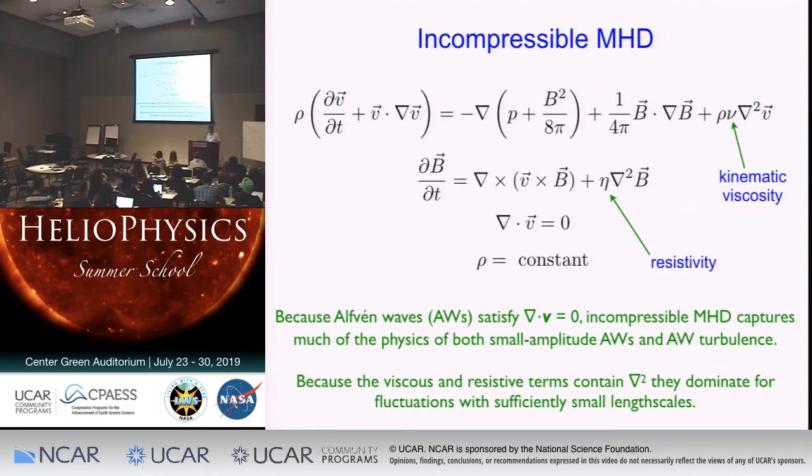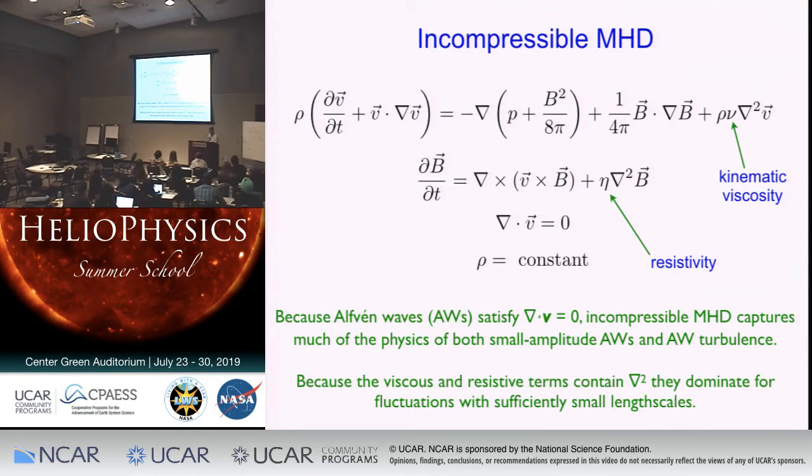So here, it's pretty much the same equations as before: Newton's second law, the induction equation. Here are some non-ideal terms, a viscous term, a resistive term. In incompressible MHD, the divergence of the velocity is zero, which is also satisfied by Alfvén waves, and the density is a constant. Now, these viscous terms and resistive terms involve the Laplacian, del squared.